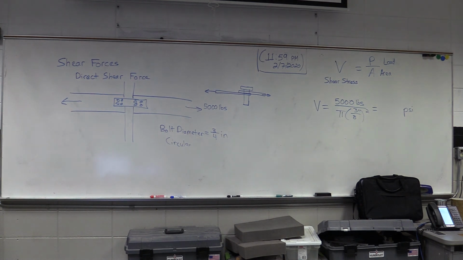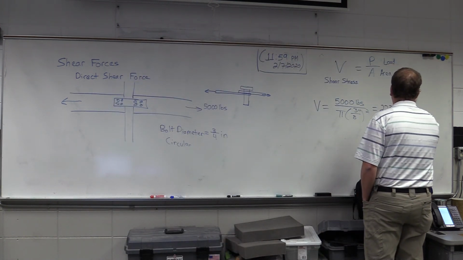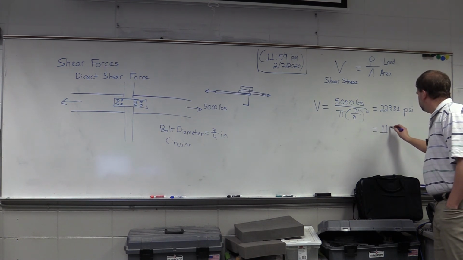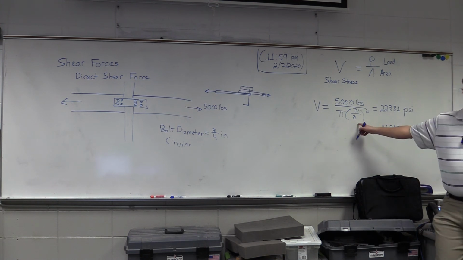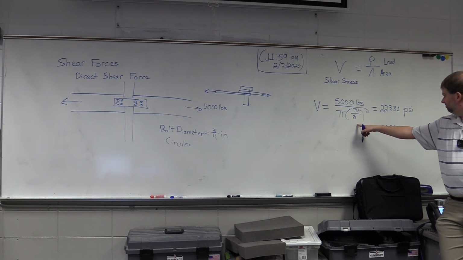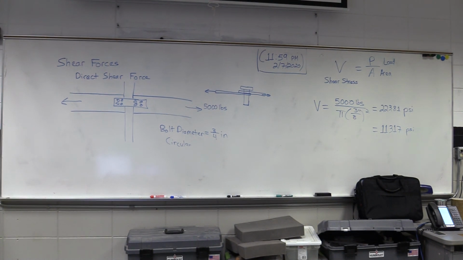Go for it. 223.81 PSI. I got 11,000. Yeah, I was thinking about 12,000. 11,317. Okay, so did you remember to square the 3/8? I think that's probably the most likely source, Matt, because you're off by a factor of about 50.